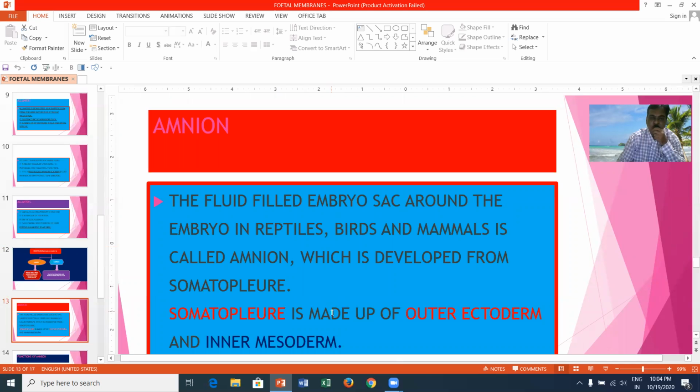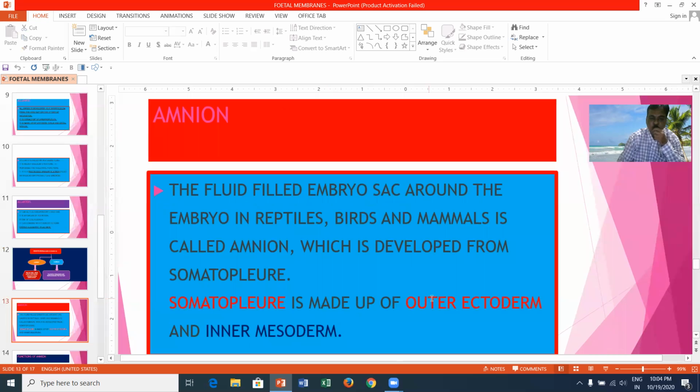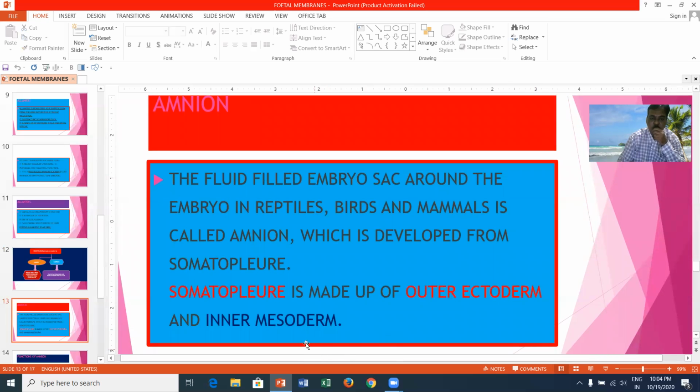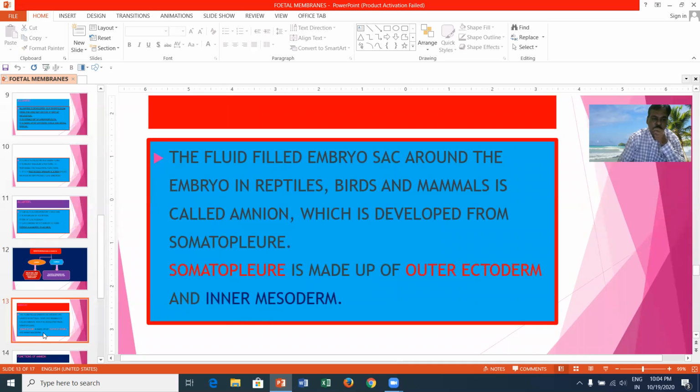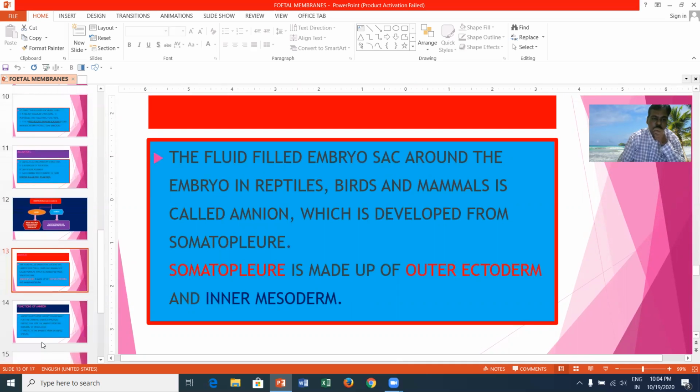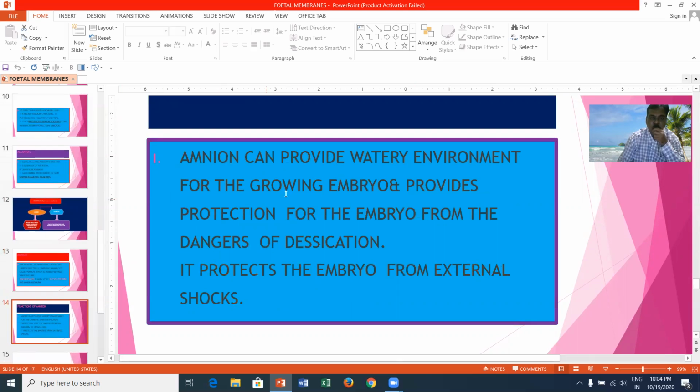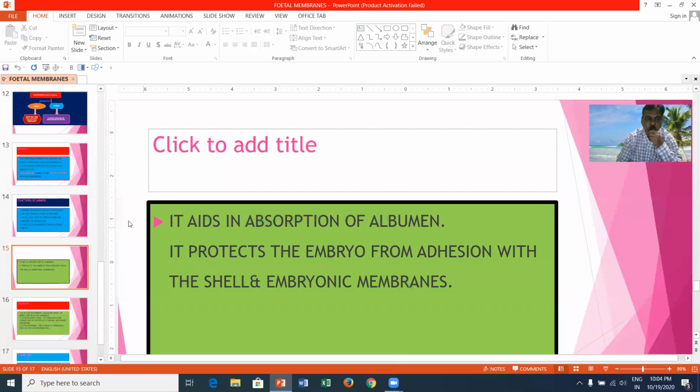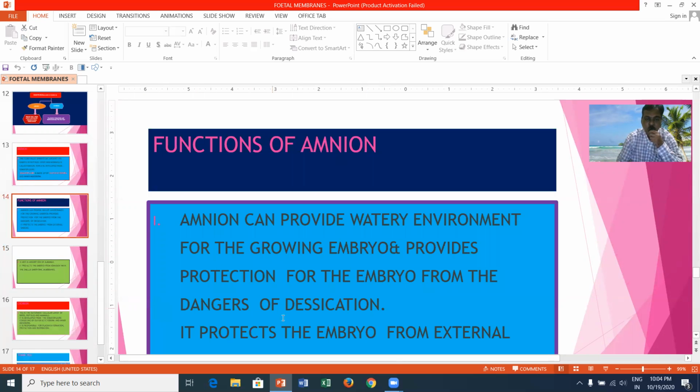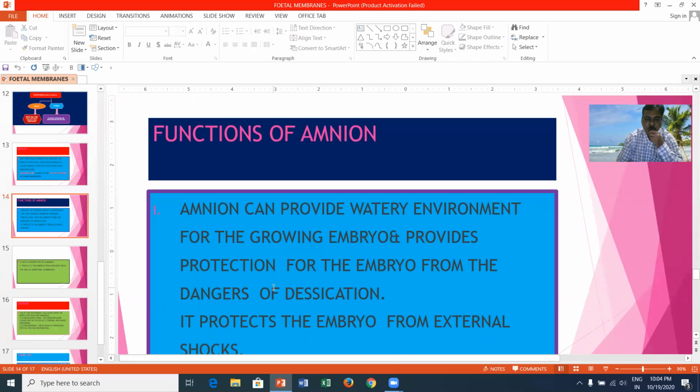The fluid-filled embryo sac filled with embryo in reptiles, birds, and mammals is called amnion, which is developed from somatopleure. Somatopleure is made up of outer ectoderm and inner mesoderm. The amnion can provide a watery environment for the growing embryo and protection from the dangers of desiccation. It protects the embryo from external shocks.